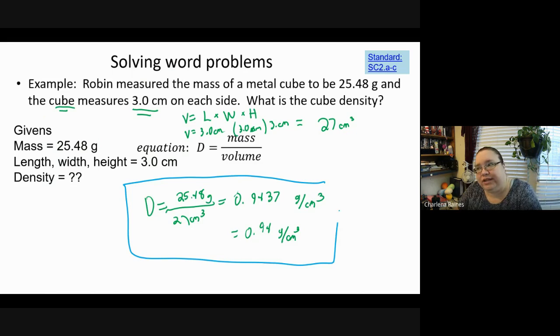I encourage the three-part approach. It'll make the math a lot easier for those of you who struggle with word problems. It'll help it make more sense. But when I'm looking at your practice, I'm looking to see at least, do you have the calculation? Do you have the right answer?